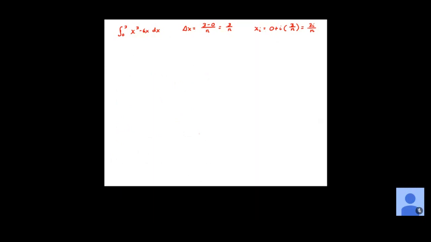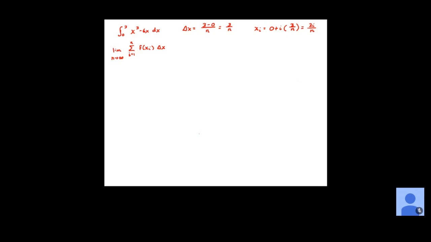All right, now that we know delta x and we know x sub i, now we can actually use our limit definition of an integral to evaluate what this is going to be. So we're taking our limit as n approaches infinity, the summation from i equals 1 to n, and then inside that summation, we need f of x sub i times delta x. So that's our formula now to calculate this integral.